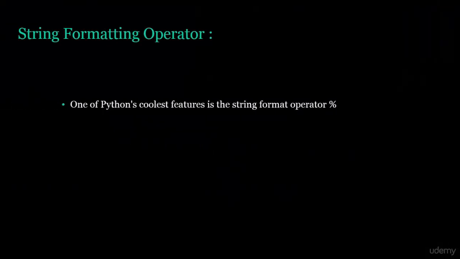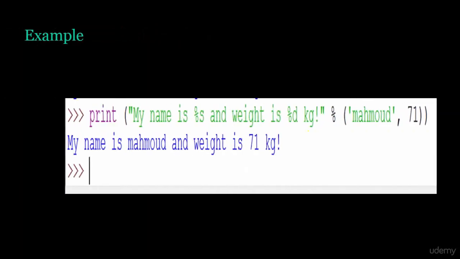What are string formatting operators? One of Python's coolest features is the string format operator. This is the percent sign here. Let's see an example. First here, print, and let's get another color here. "My name is %s and the weight is %d kilogram", and I type the percent sign here and write Mahmoud and 71. Okay, this format string here will get this name here, Mahmoud, and this here will get this value. To print, my name is Mahmoud and the weight is 71 kilogram.